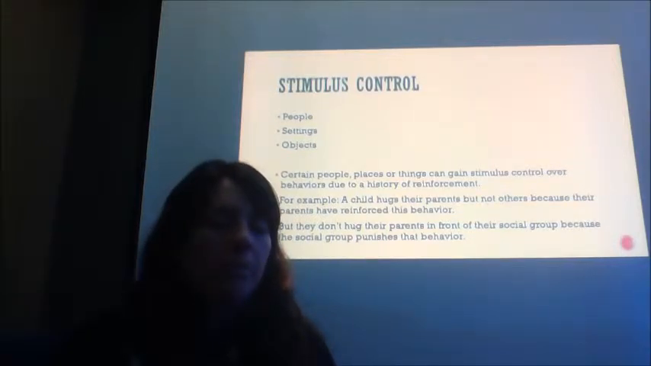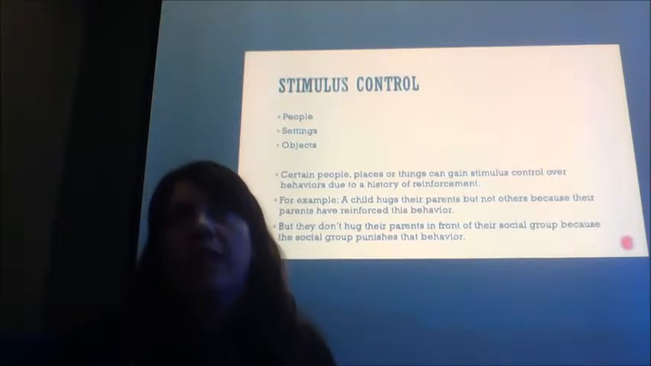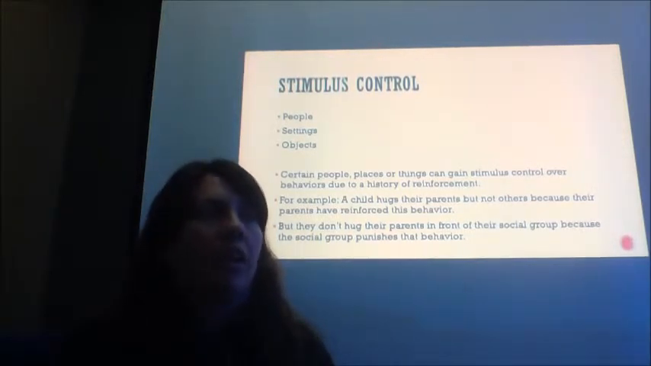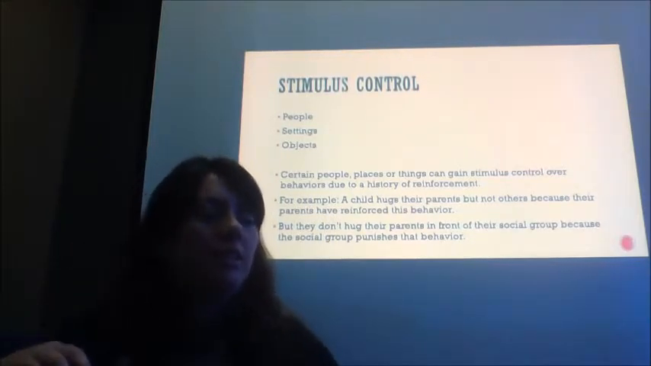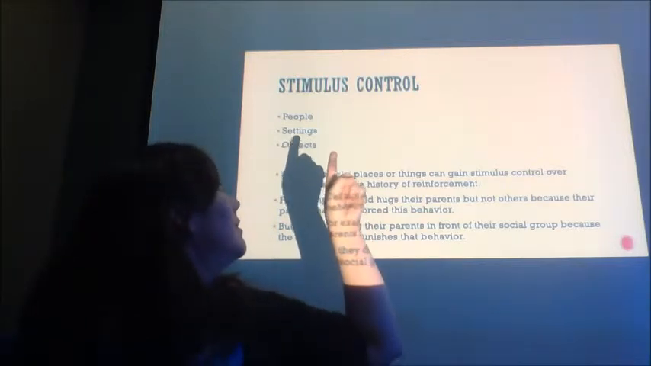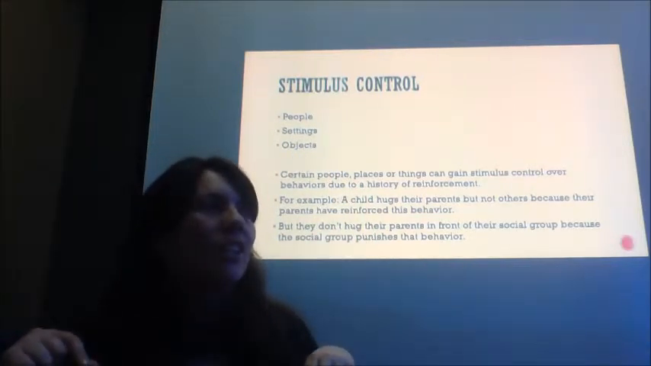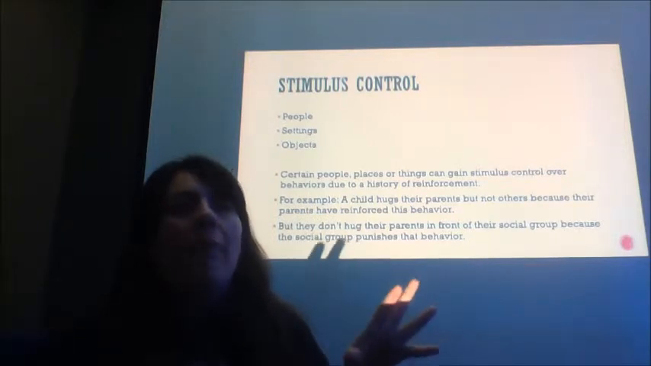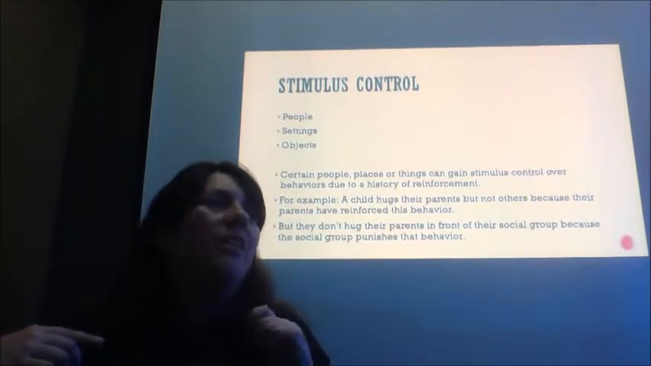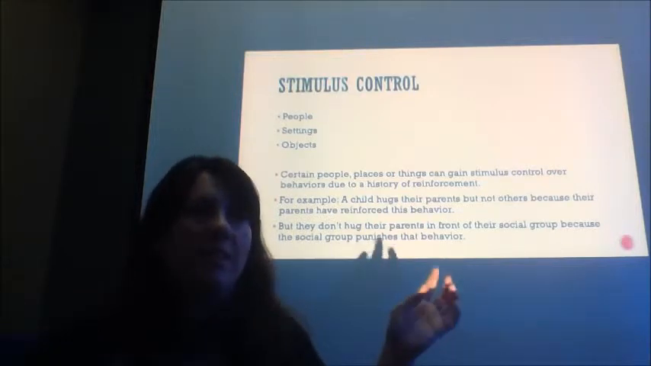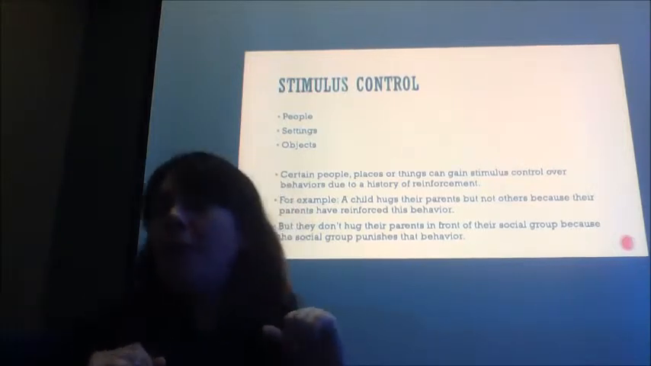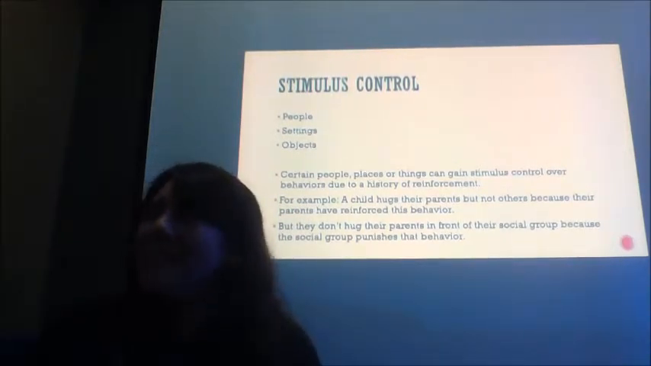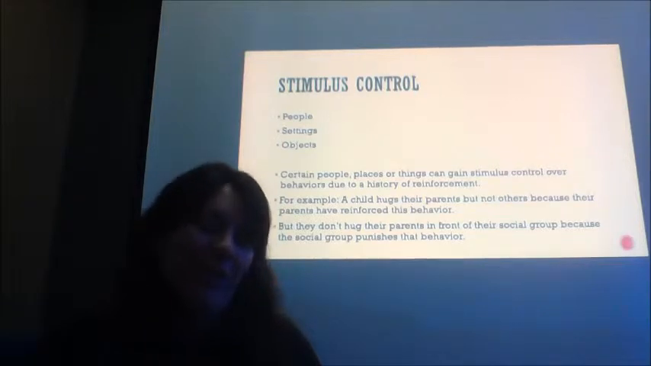Another situation would be if they don't hug their parents in front of their social group because the social group punishes that behavior. Say you drop a kid off at school. Home is one setting, school is another setting. This is what it means when we talk about settings controlling behavior. At home, a kid is happy to hug their parents and say, mommy, I love you. Then you take the kid to drop off at school and the setting is in front of friends at school. And it's like, bye, mom, I'm going to leave, you're embarrassing me.